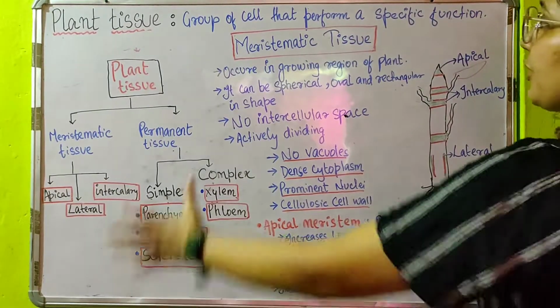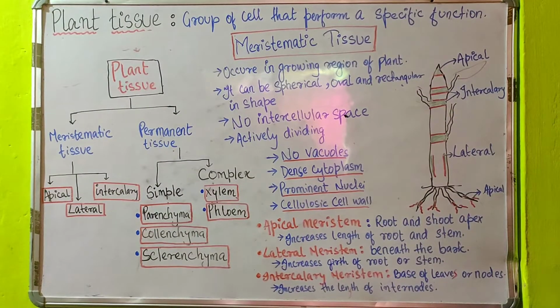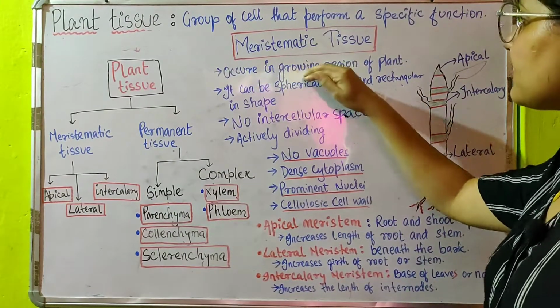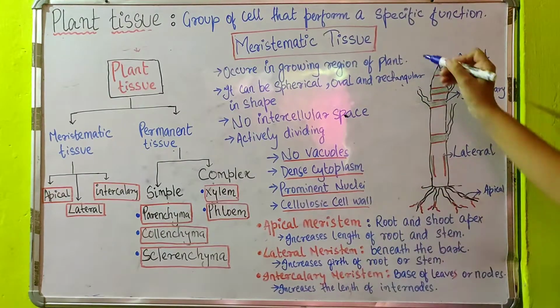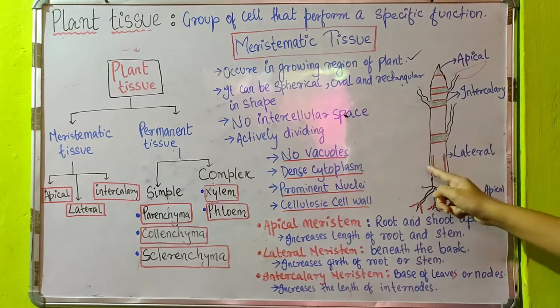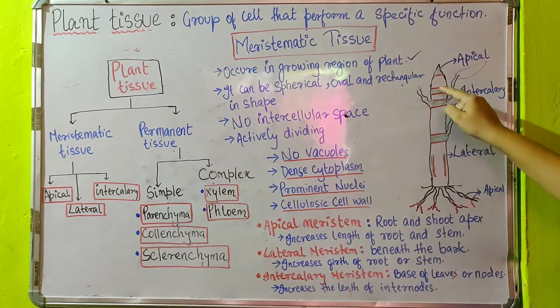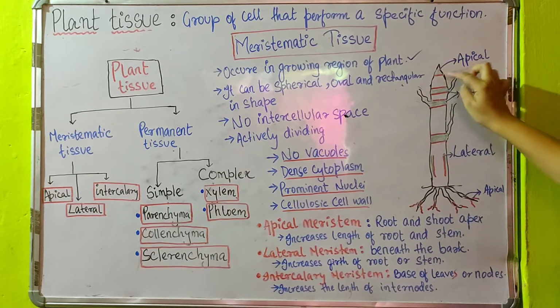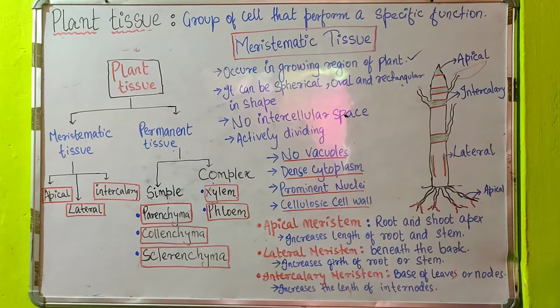Okay, students, you come here to the meristematic tissues. See, these are the actively growing tissues. That means they are present in the growing region of the plant. That means at the tip out here and at the tip out here and at this part. All the parts which have been shown in green and red color are the parts where the meristematic tissue can be present. That is why in the diagram it has been highlighted.